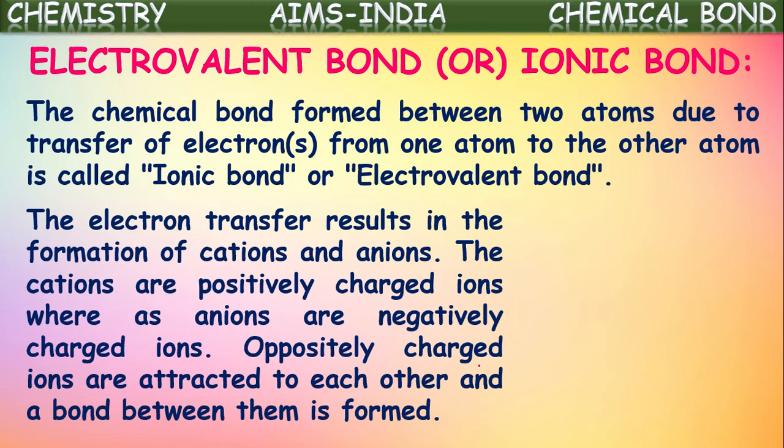The electron transfer results in the formation of cations and anions. What are cations here? We know cations are positively charged ions, whereas anions are negatively charged ions. So the oppositely charged ions are attracted to each other, and the bond formed between them is called ionic bond. Let us see one example here.